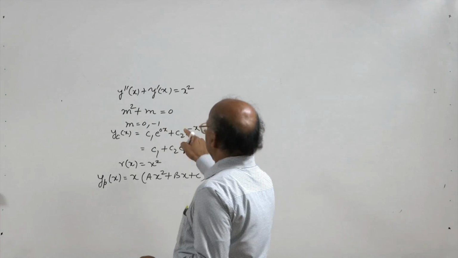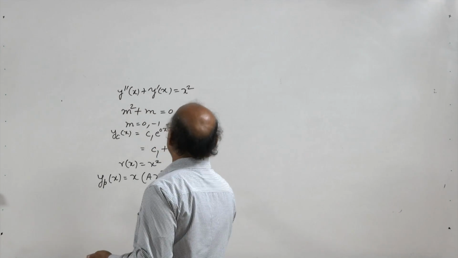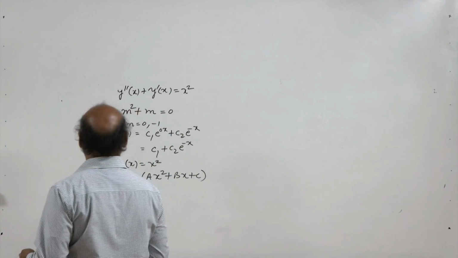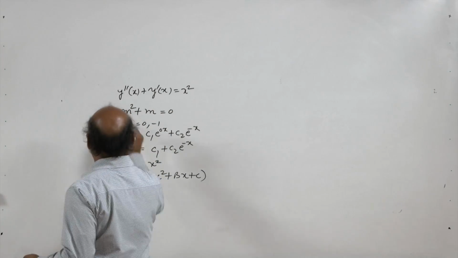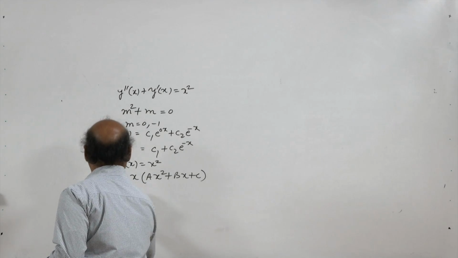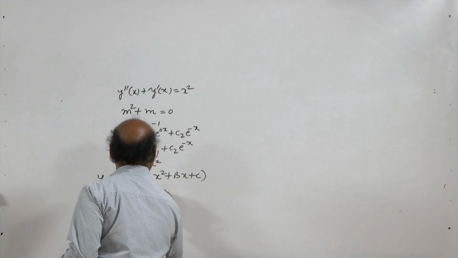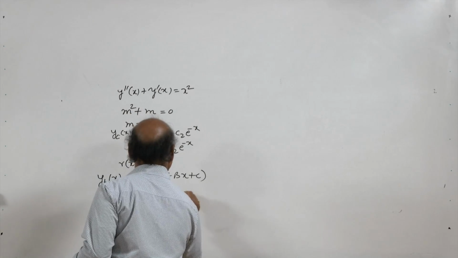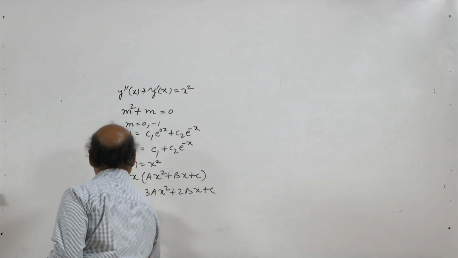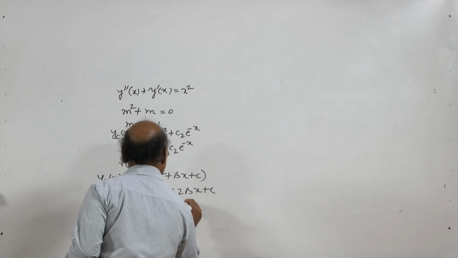Because 0 is the root of the auxiliary equation and it occurs once, we have to multiply the choice ax square plus bx plus c by x. With this choice of yp(x), when you substitute it into the given differential equation, what will you have? So this is ax cube plus bx square plus cx, so yp dash is 3ax square plus 2bx plus c, and then yp double dash x you will get as 6ax plus 2b.